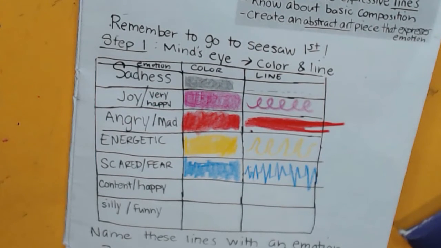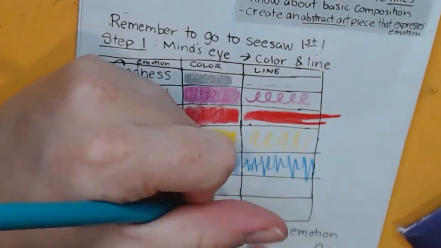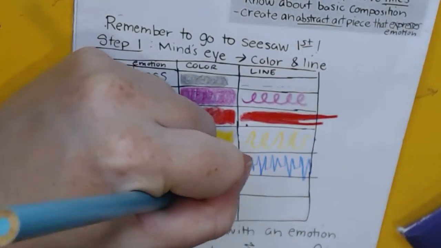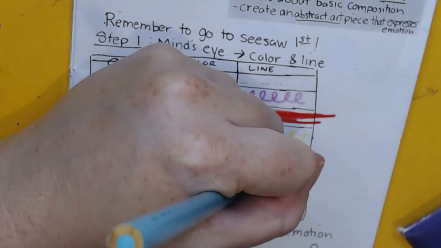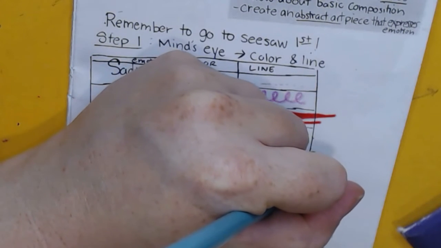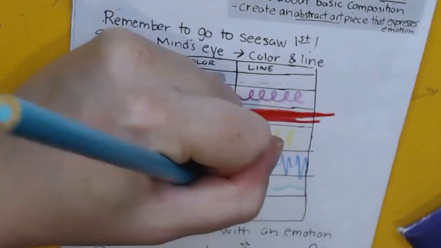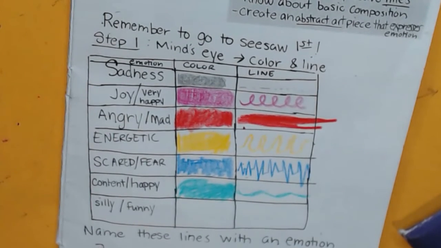Content and happy. Well, if you know me, you know that I like the colors like a mint, a teal mint, aqua green. I think for me, an aqua green is content and happy. And for me, content and happy is a pretty basic line. I'm pretty happy, so I think I'll do just a super simple line like this. Maybe trying some of it thick and thin like waves. Ah, so nice and content. Your lines can look so totally different, because remember, you're basing this off of what's happening in your mind.